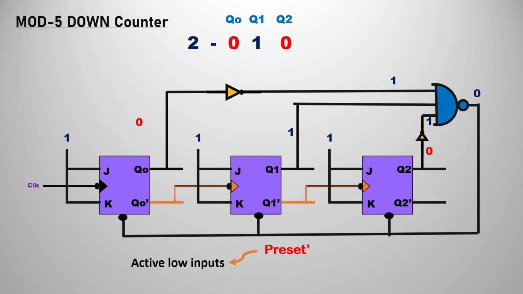I hope you can understand this. All the things would be same, but we have a little change over here. We need to apply the preset, not clear here. Remember, it's a very important point. So this is the second representation of mod 5 down counter.